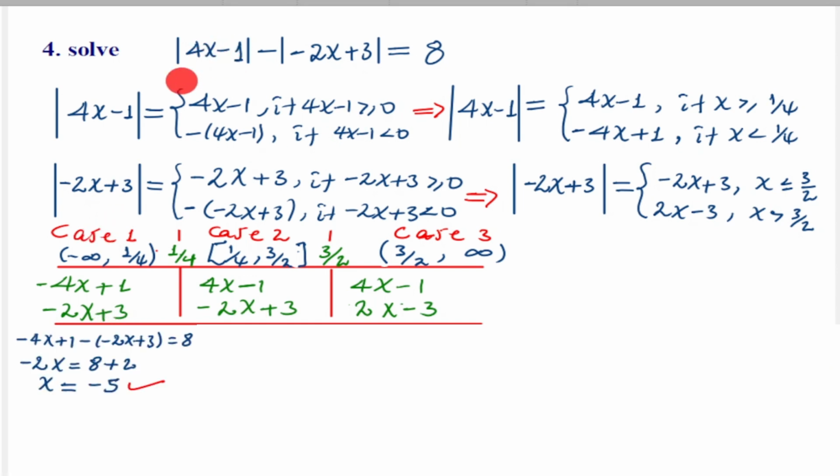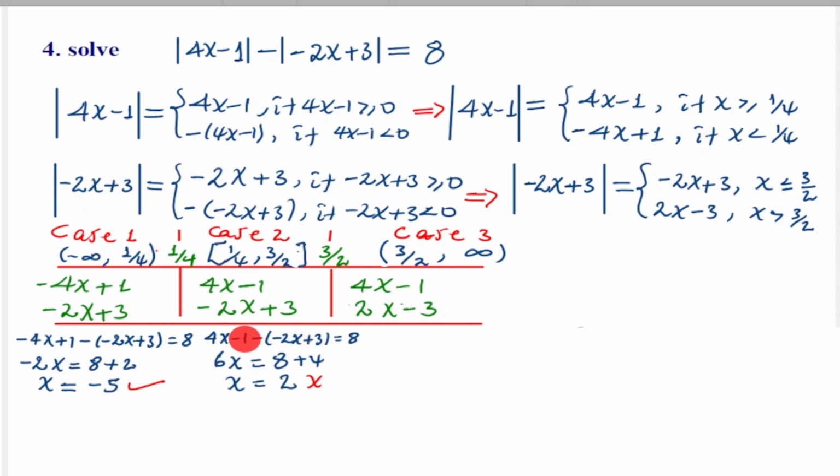For case 1, this value is minus 4x plus 1, minus this value, minus 2x plus 3, is equal to 8. When we rearrange, minus 4x minus of minus 2x is plus 2x. Minus 4x plus 2x gives minus 2x. 1 minus 3 is minus 2. When we bring minus 2 to the right, we get 8 plus 2, which is 10. Then divide both sides by negative 2, and we get x is equal to minus 5. Is minus 5 an element of this interval? Yes. So minus 5 is our solution.